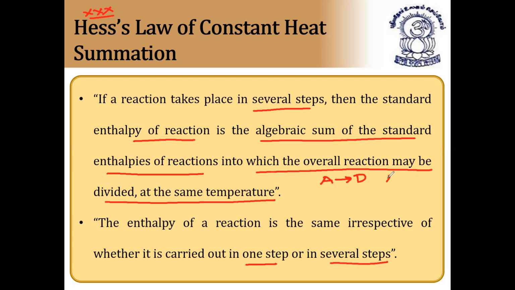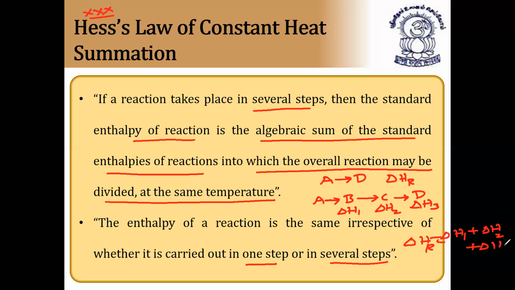So this is the equation. This is delta H of the reaction. Now, in this case, as A is changed to D directly, we can write the first: A is changed to B, this is delta H1, and B is changing to C, this is delta H2, and C is changing to D, this is delta H3. Let us say, for example. Now, delta H of the reaction A to D is equal to delta H1 plus delta H2, algebraic sum, plus delta H3.